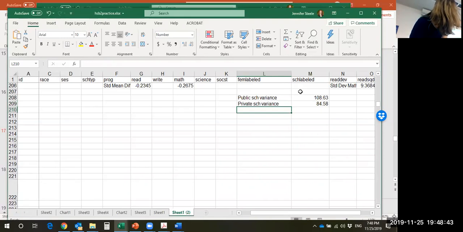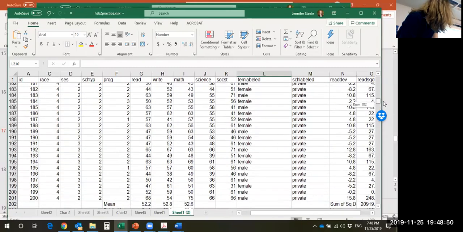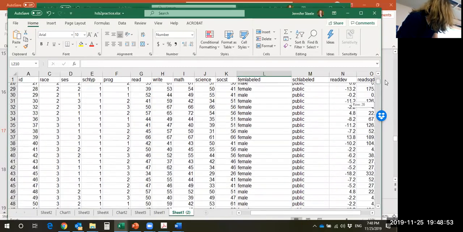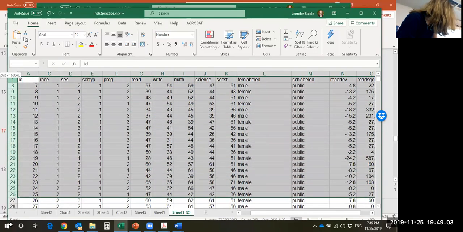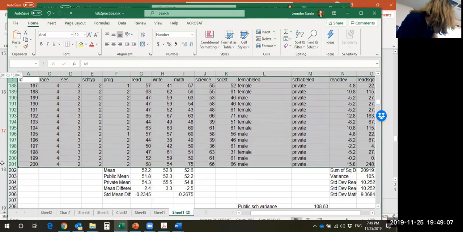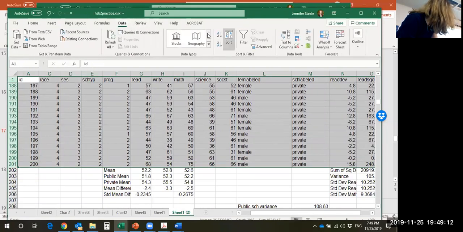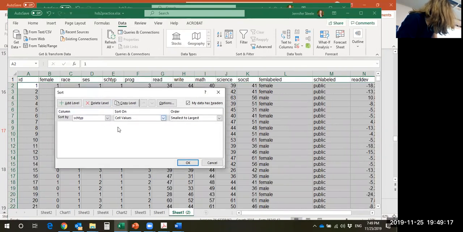Okay, so if that didn't work, which again, it might not work for you depending on your version of Excel, there's another thing you could do, which is sort your data. You would sort it on school type. Right now it's almost sorted, but not all the way sorted. You would select all of your data, but not your calculations underneath. You would go to Data, Sort, and you want to sort on school type, which is public, private.